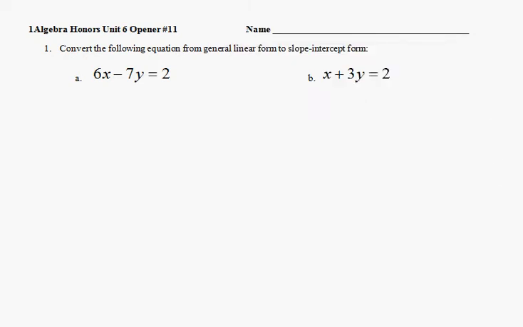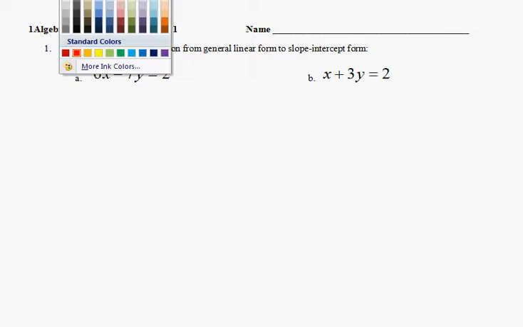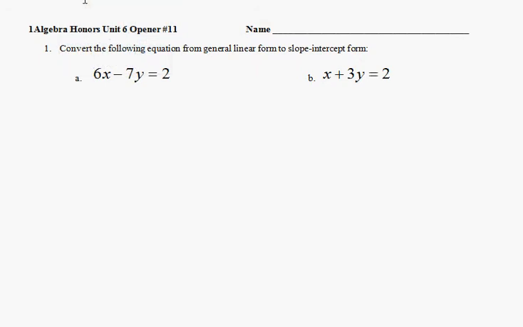Convert the following equation from general linear form to slope-intercept form. So, the two equations that we have here are in what we call general linear form, or the form ax plus by equals c. And we want to convert this equation to slope-intercept form, which looks like y equals mx plus b.